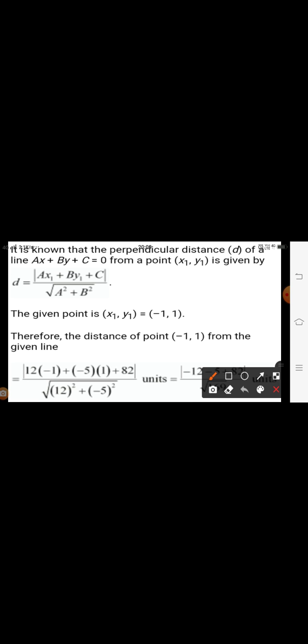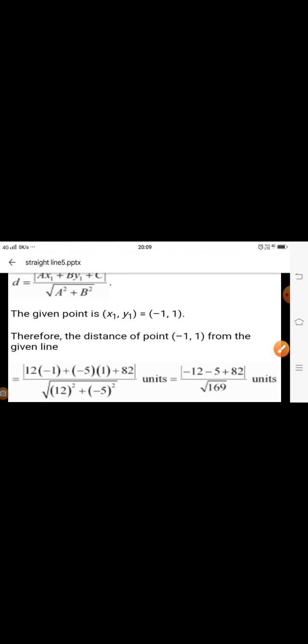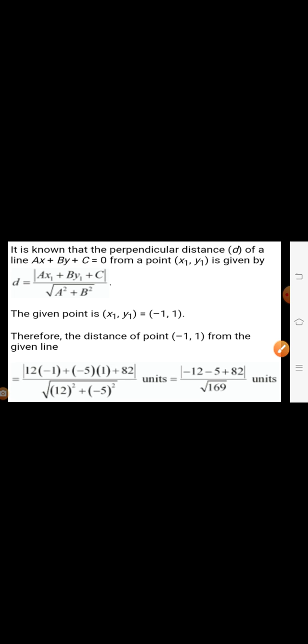The distance formula for a line from a point is d equal to ax1 plus by1 plus c upon under root a square plus b square, where x1, y1 is the coordinate of the given point from which we have to find the distance. This is given as minus 1, 1. Let us put in all the values of a, b and c: 12, minus 5, 82, and the values of x1, y1 as minus 1, 1. On putting all these values and solving, we get the required distance.